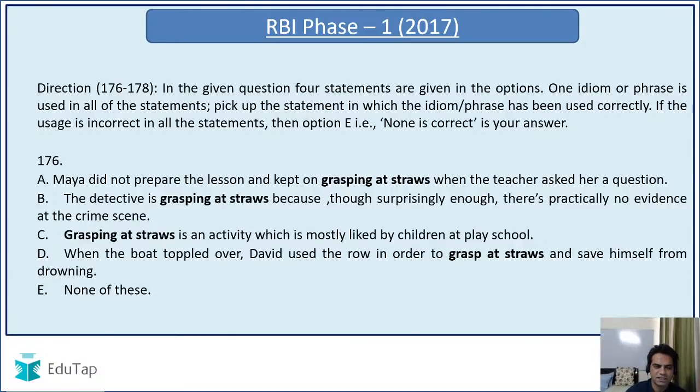Okay, so let's read the directions first. In the given questions, 4 statements are given in the options. One idiom or phrase is used in all of the statements. Pick up the statement in which the idiom or phrase has been used correctly. If the usage is incorrect in all the statements, then option E, that is none is correct, is your answer. So guys, he has used one idiom or one phrase in all of the sentences, and we have to find in which of these sentences the idiom or phrase has been used aptly, correctly, right? So let's read the questions, guys.